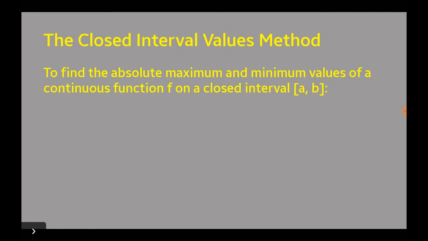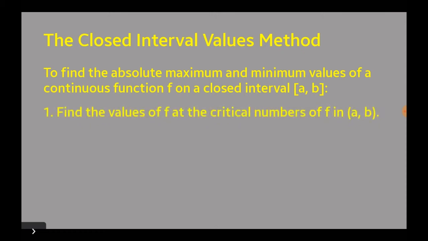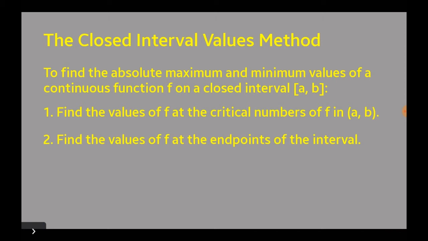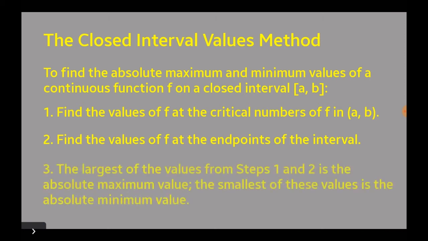The closed interval values method. To find the absolute maximum and minimum values of a continuous function f on a closed interval [a, b]: First, find the values of f at the critical numbers of f in (a, b). Second, find the values of f at the endpoints of the interval. Third, the largest of the values from steps 1 and 2 is the absolute maximum value. The smallest of these values is the absolute minimum value.